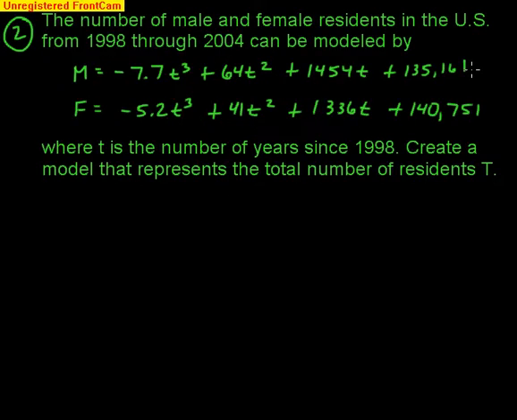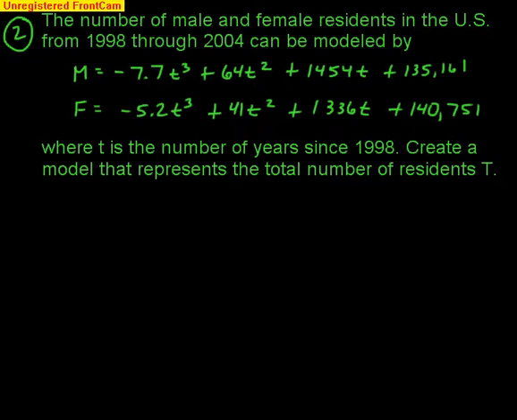Okay, so here is the next problem, a word problem. It says the number of male and female residents in the U.S. from 1998 through 2004 can be modeled by, and we have a couple of these long equations. These long equations are important for you for this problem. And again, it involves a lowercase t, and t is the number of years since 1998. It says create a model that represents the total number of residents.